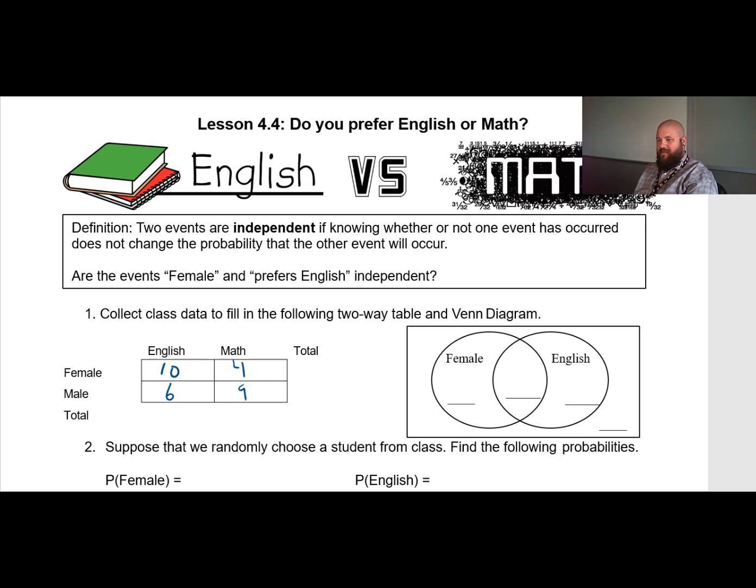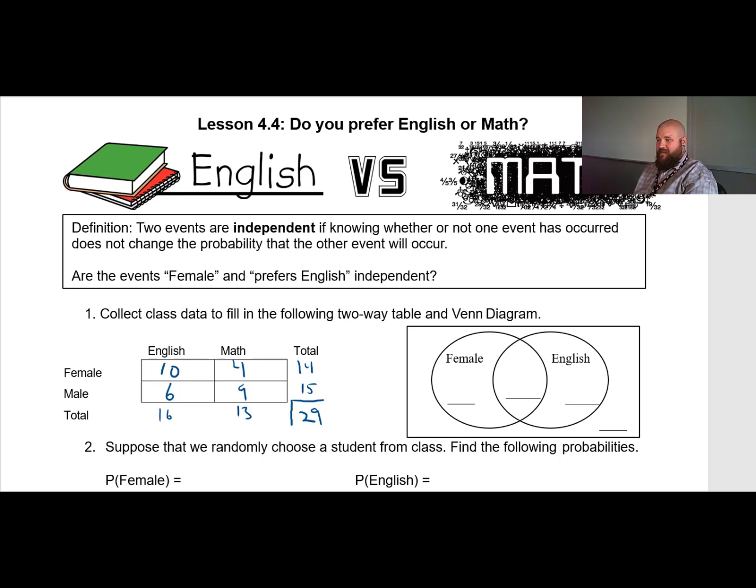The best thing to do, before you start with anything, is get your totals around the sides here, okay? So we can go 10 plus 6 gives me 16. And 4 plus 9 gives me 13. And then 4 plus 10 gives me 14. And then 6 plus 9 gives me 15. So all together there, we should have 29. So 14 plus 15 gave me 29, and 16 plus 13 gave me 29.